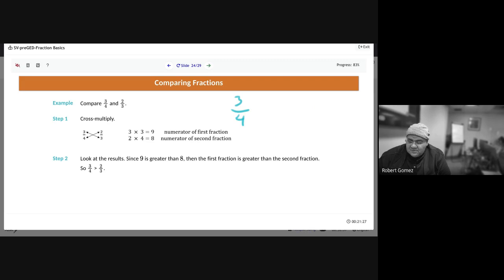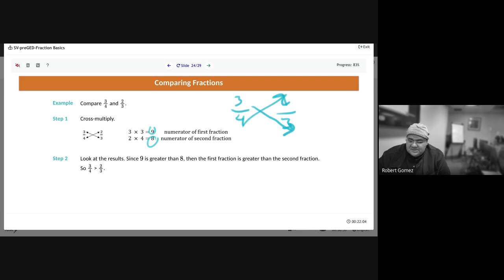So we have 3/4 and 2/3, okay? And so we're going to take 3 times 3, all right? That's going to give us 9. So 9 is the numerator of the first fraction, okay? And then we take 4 times 2, that's going to give us 8. 8 is the numerator of the second fraction.